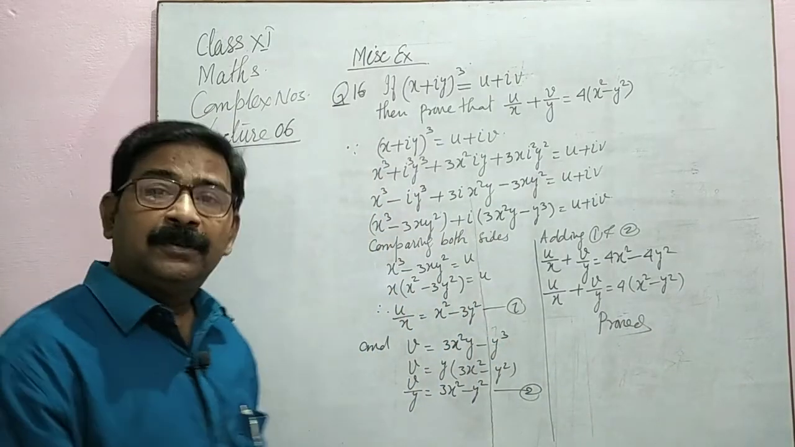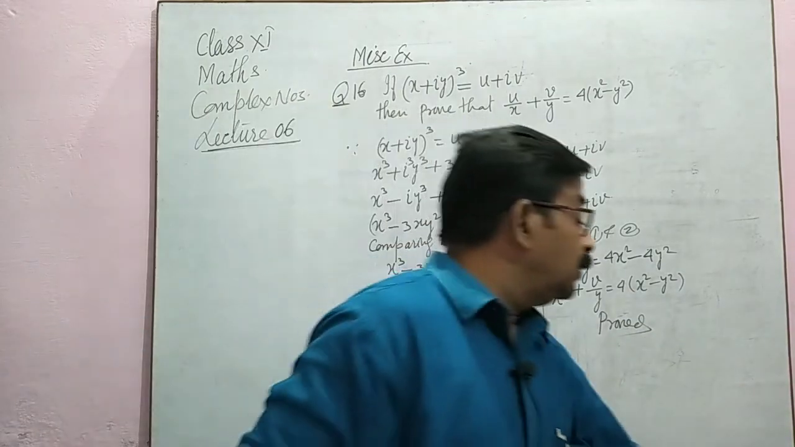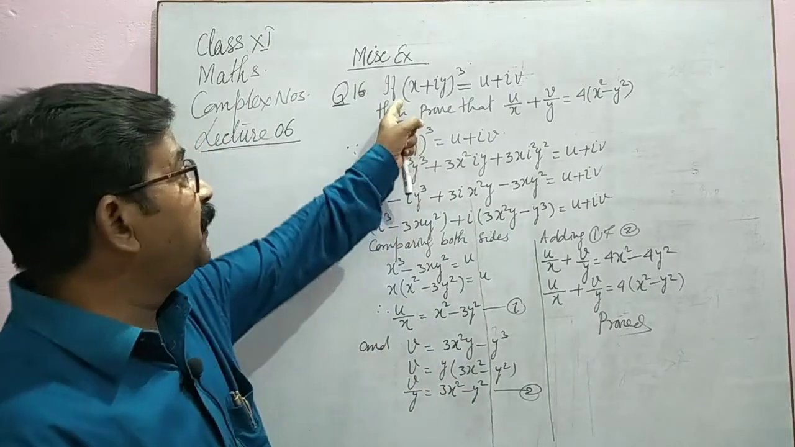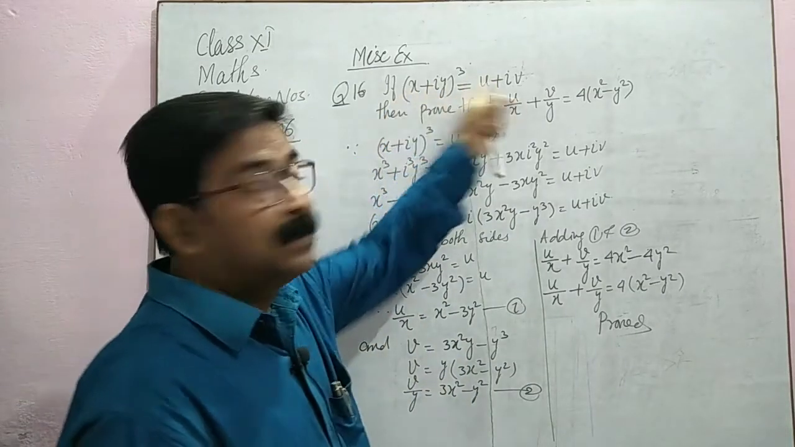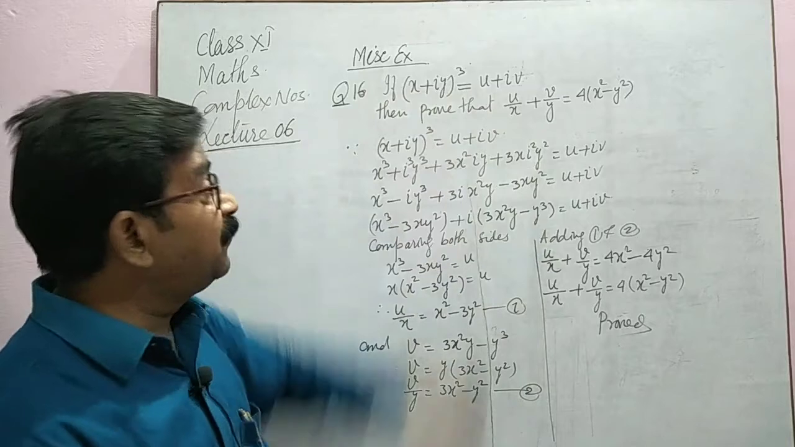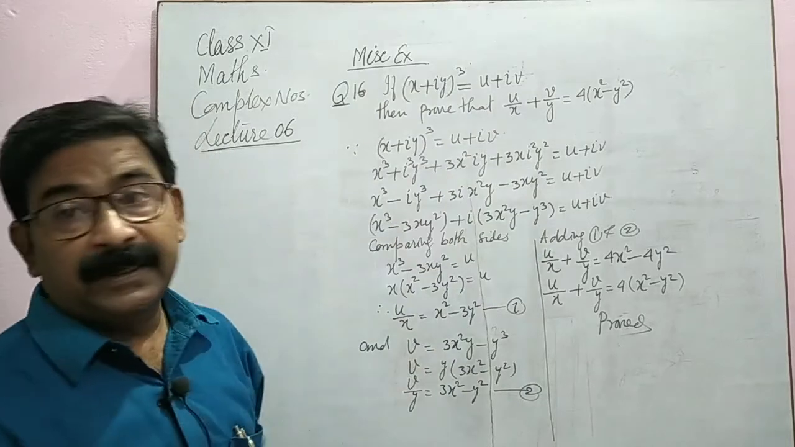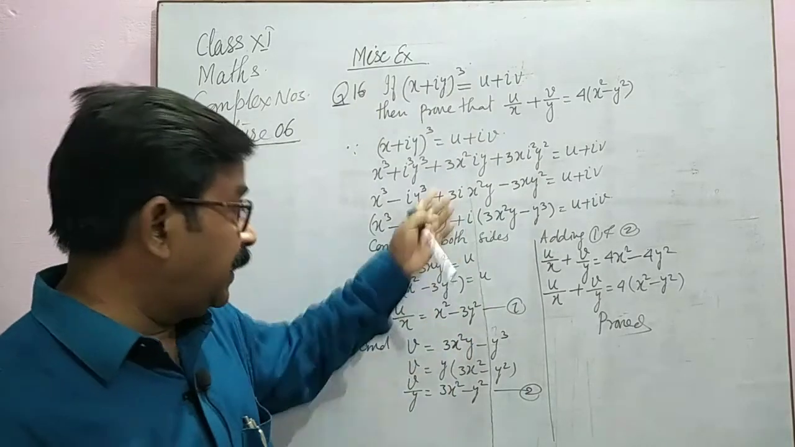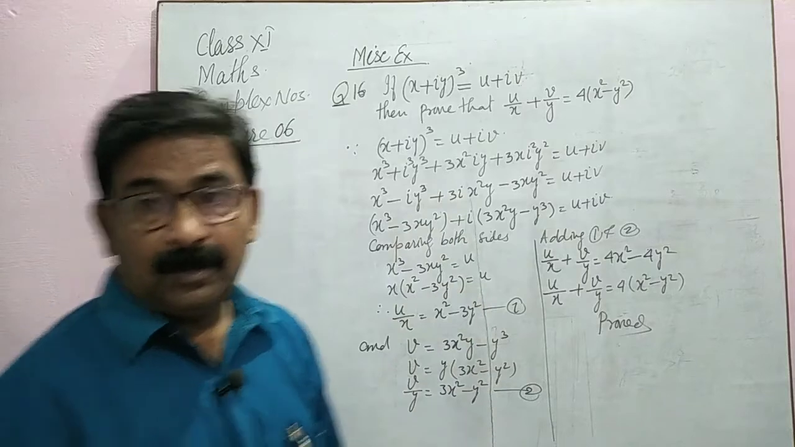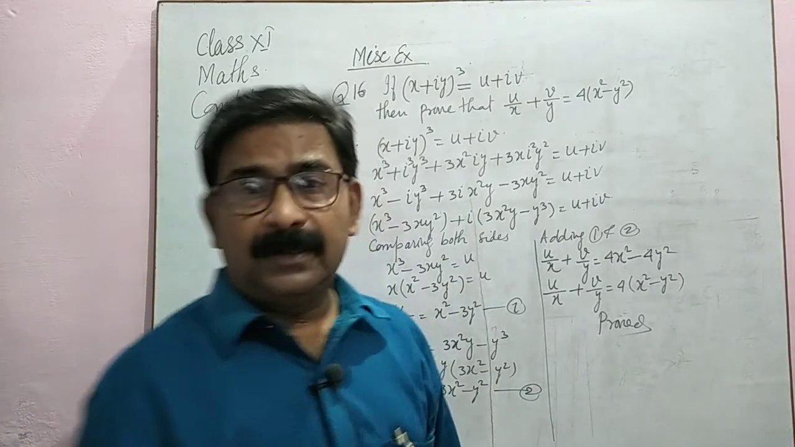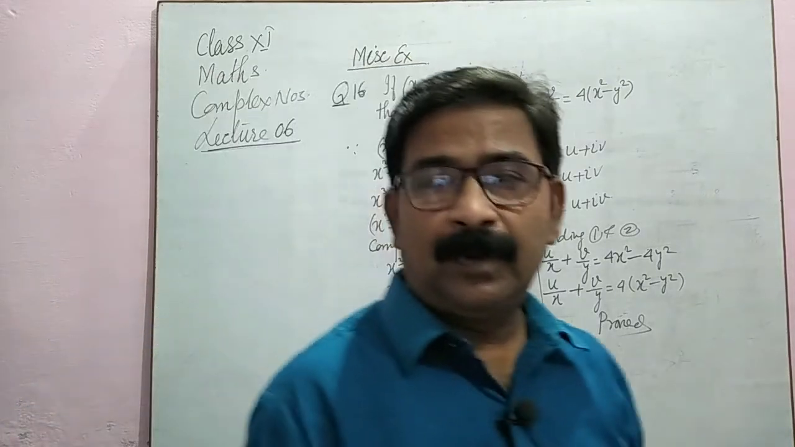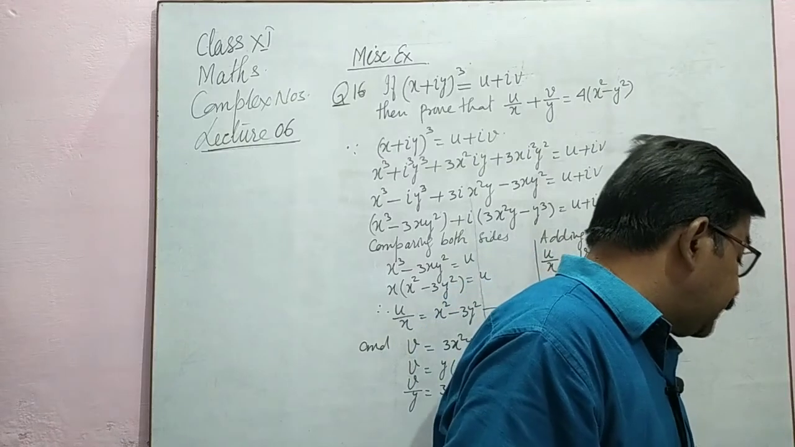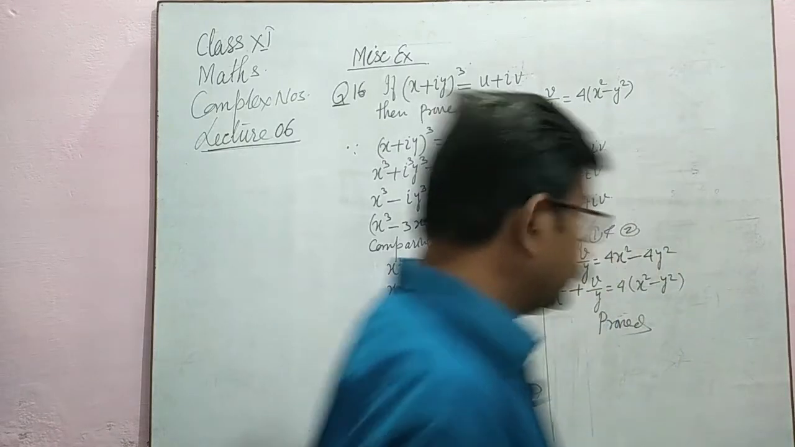Got it? So this is an important question. Simply we are given two complex numbers on both sides. On simplifying, compare both sides, get the real part and imaginary part separately and get the value. Got it? So it is a simple question. Now let's see. Question number 17 is again an important question.